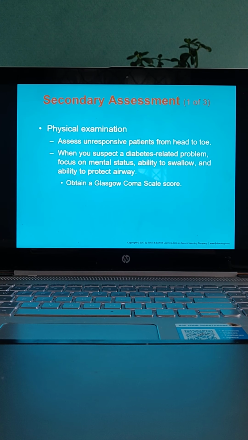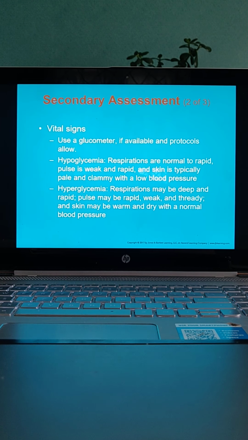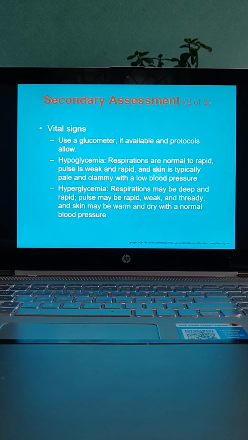Obtain a Glasgow Coma Scale score, okay. Vital signs: blood pressure, pulse, respirations, okay, neuro check, lung sounds, and a BGL, blood glucose level. Use a glucometer if available and protocols allow. Okay, in Rhode Island, you're definitely allowed to do it.